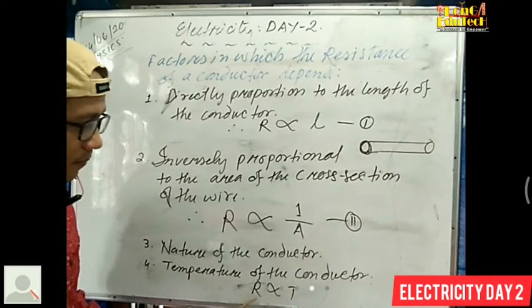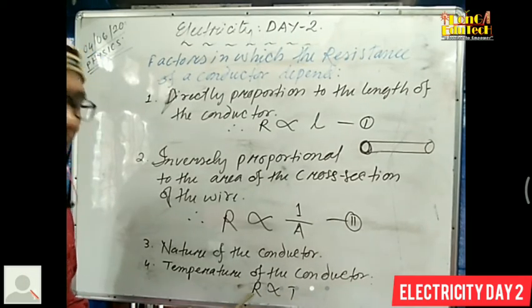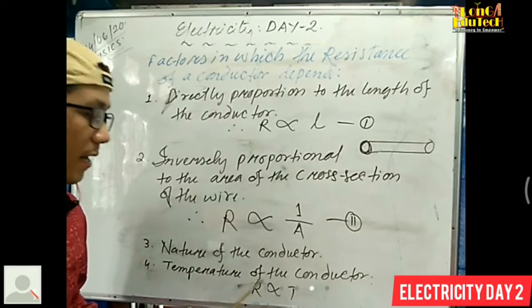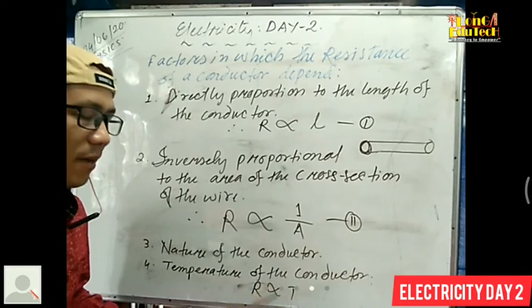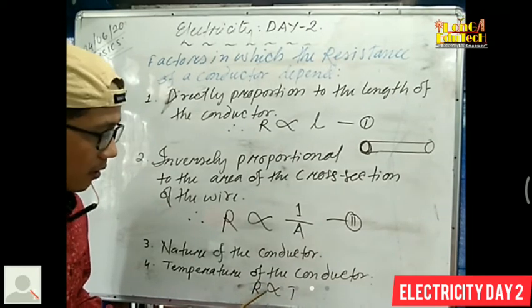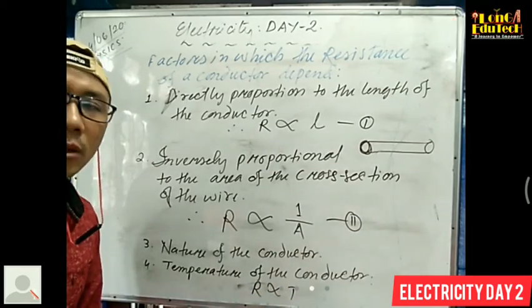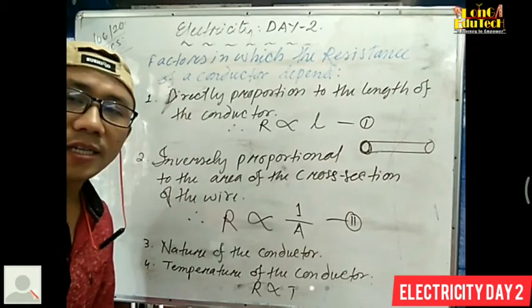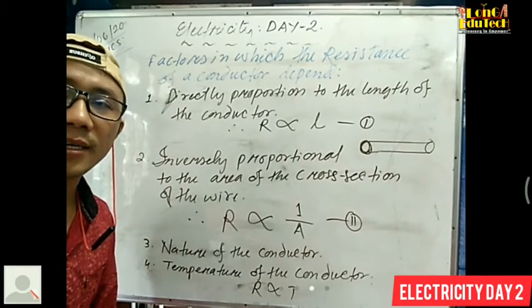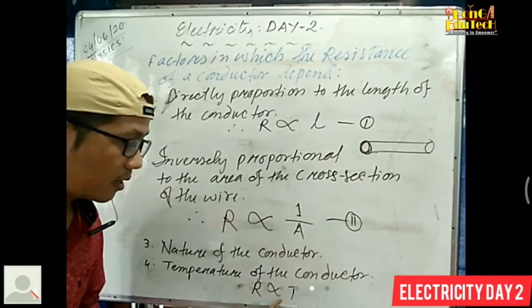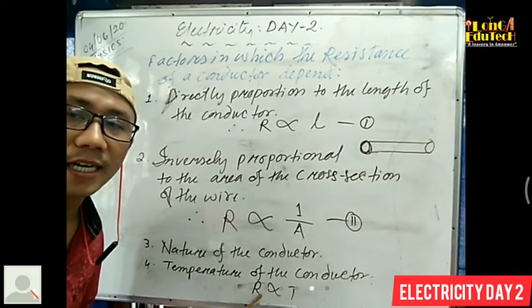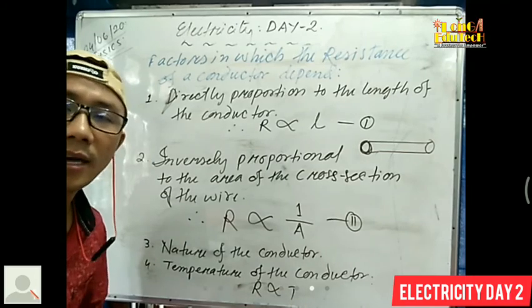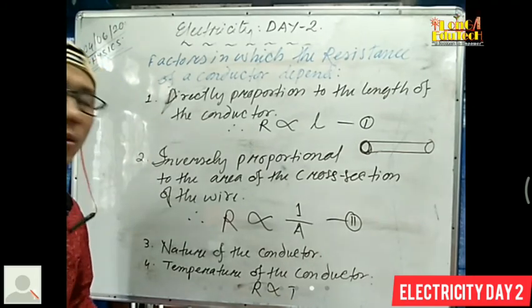When the temperature increases, what happens to the resistance? It also increases. Many things you can learn from these equations. Keep in mind, I don't write all this in words, like when the temperature increases, the resistance of the conductor also increases. I don't write that, but you can depict it from this: R is directly proportional to T. From here you can develop all those things.